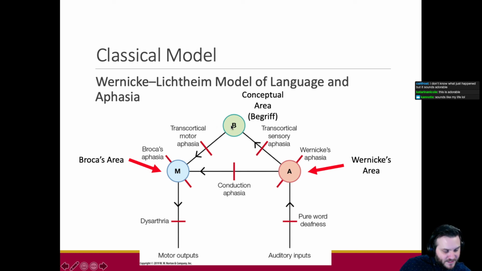Now it's difficult to know what these two are because of what is unidentified with the word Begriff.